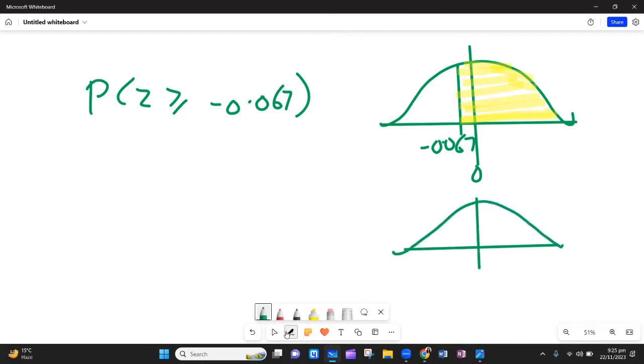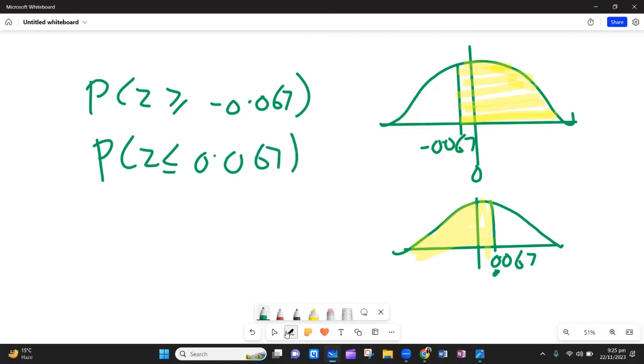You're going to find the same area by finding the probability of this side, because there's also a positive 0.067 to the left. And now you have to find the probability z is less than or equal to 0.067. Putting equals to or not putting equals to doesn't make any difference. So 0.067.